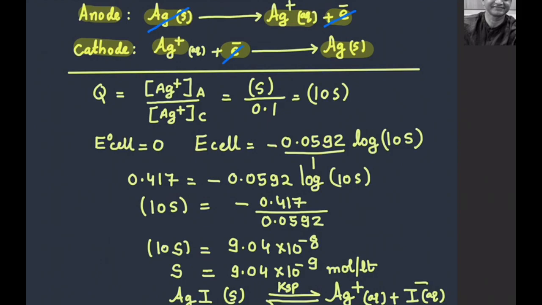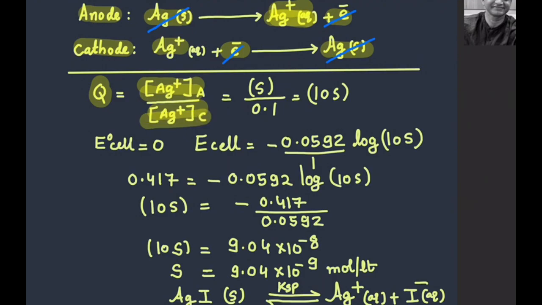Ag solid on the left hand side and right hand side will be cancelled out, but we cannot cancel the concentration of Ag+ ion in the anodic and cathodic compartment because they are different. So the reaction quotient can be written as concentration on the right hand side, that is concentration of Ag+ in anodic compartment divided by concentration of Ag+ in cathodic compartment.